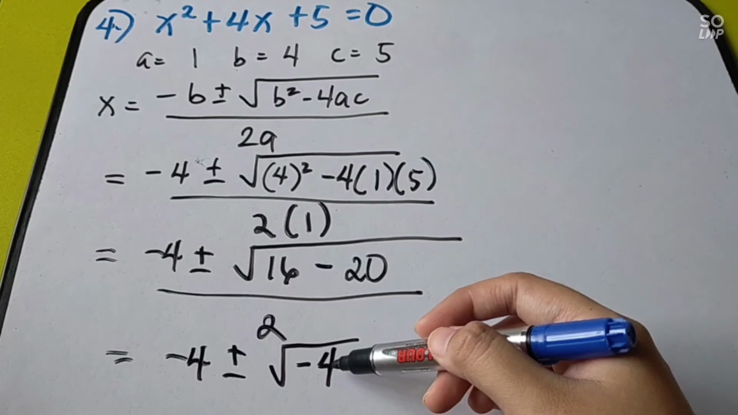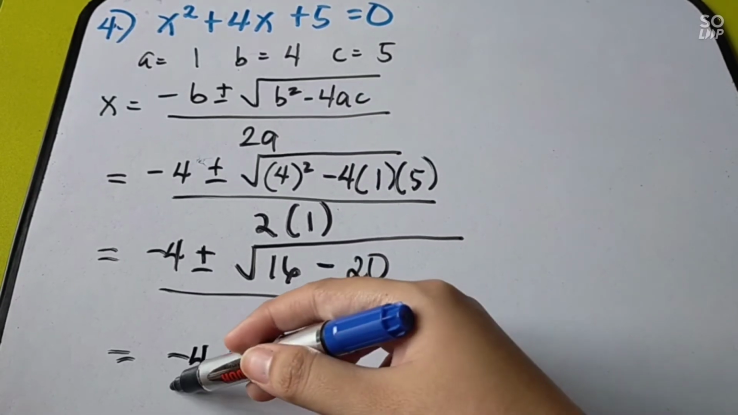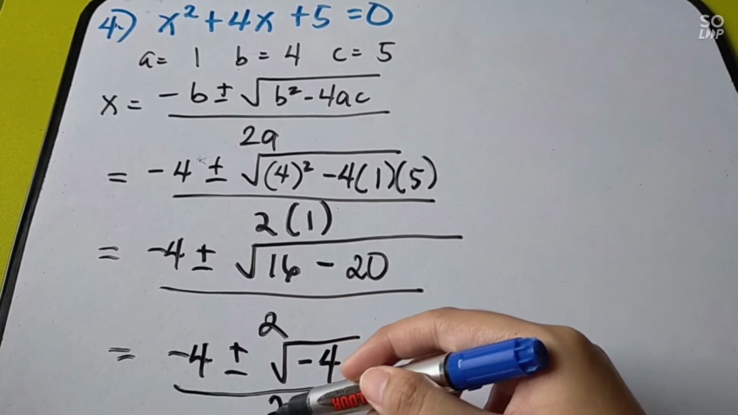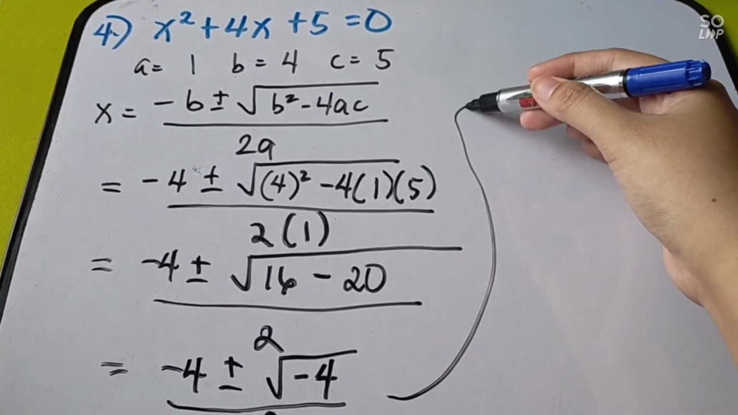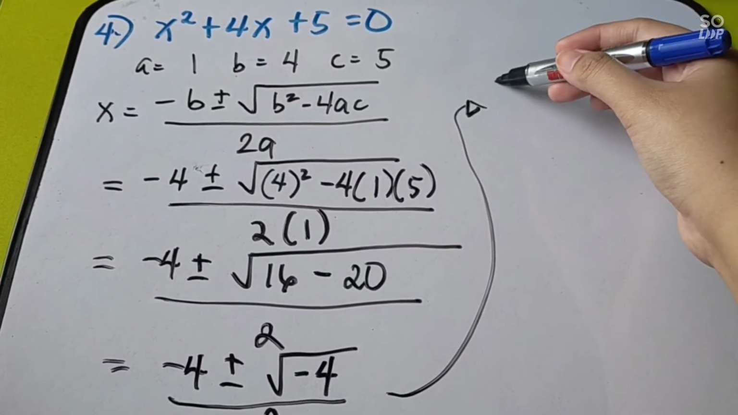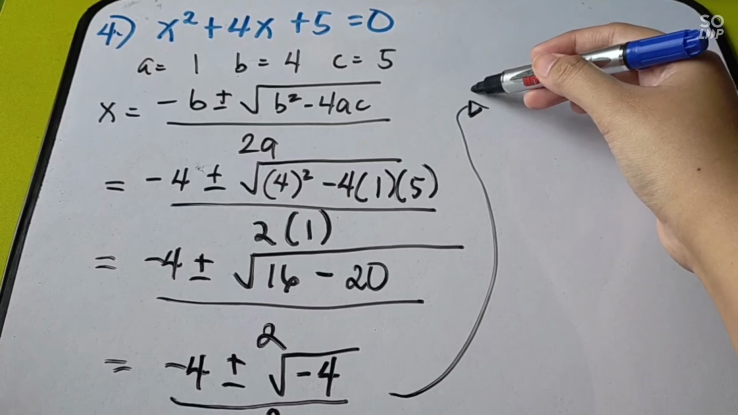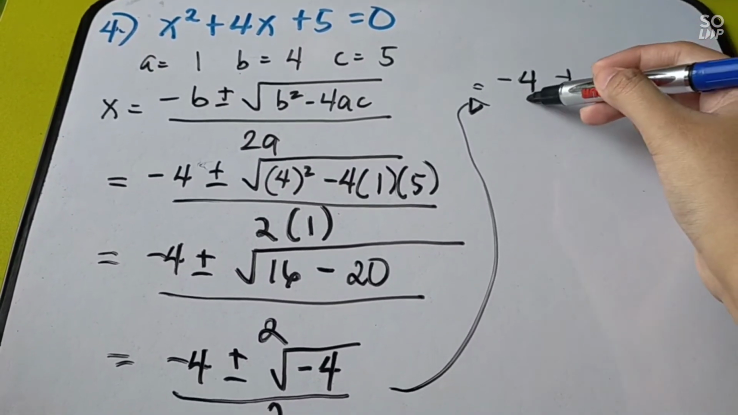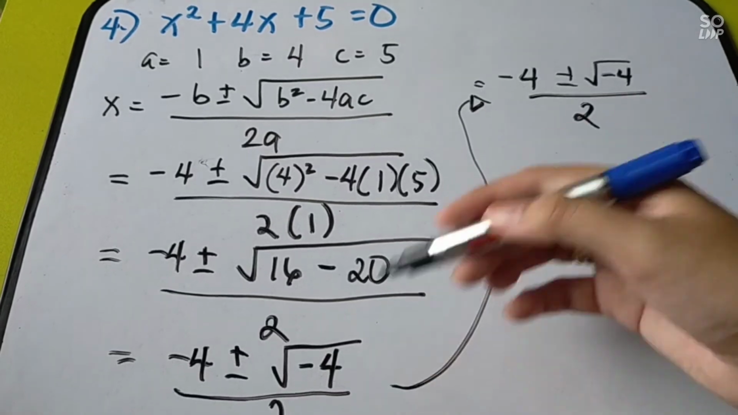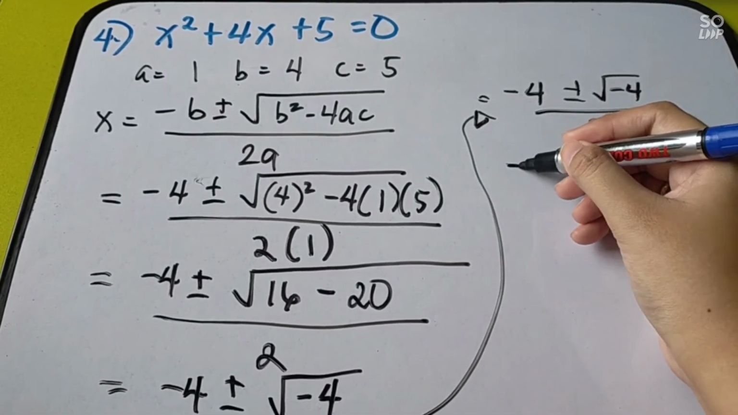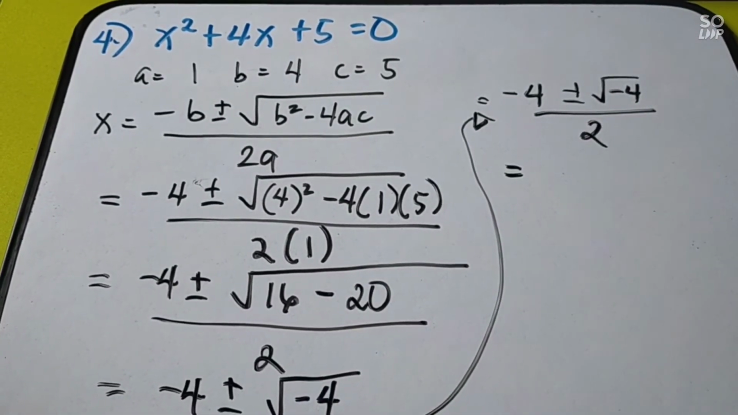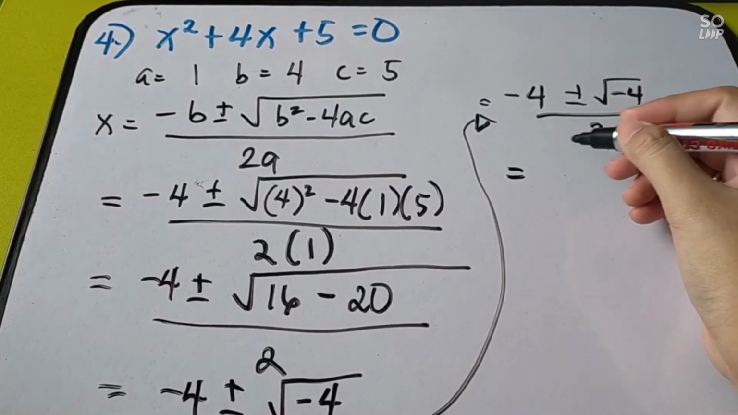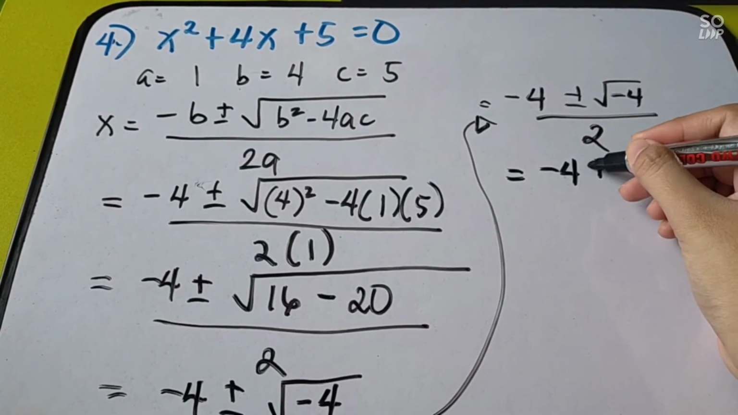Ayan. So, may negative number sa radical. So, magkakaroon tayo ng imaginary numbers. Over 2. Akyat natin dito sa taas. So, we have here negative 4. It's equal to positive and negative, square root of negative 4 all over 2. So, kinopya ko lang. Then, afterwards, we have here negative 4, diba? Just copy. Negative 4, positive, and negative.